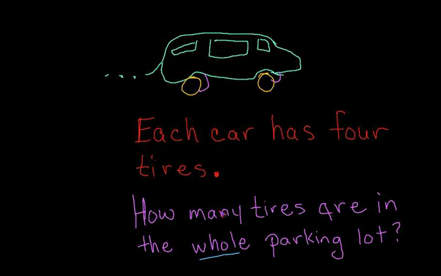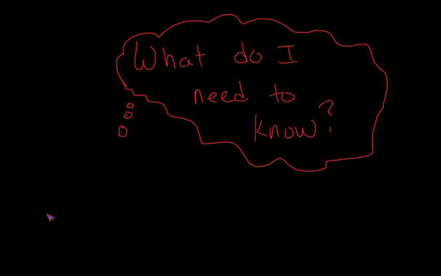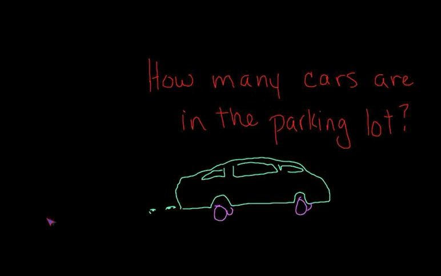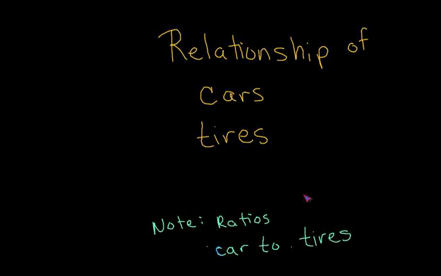I want to know how many tires are in the whole parking lot full of cars. They've got a whole bunch of cars there. So I have to think about, what do I need to know? And in this situation, I need to know the relationship between cars and tires. And we all know that already, that we need to know how many cars are in the parking lot. So if I find out how many cars are in the parking lot, then I'll know how many tires I have. So the relationship of cars to tires is for one car, there are 4 tires.